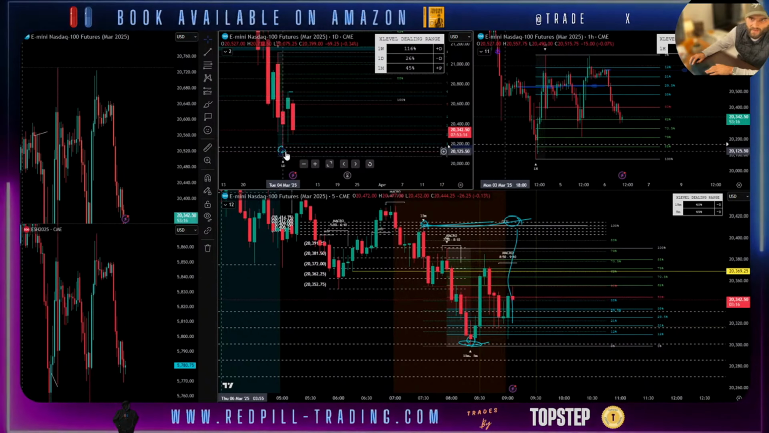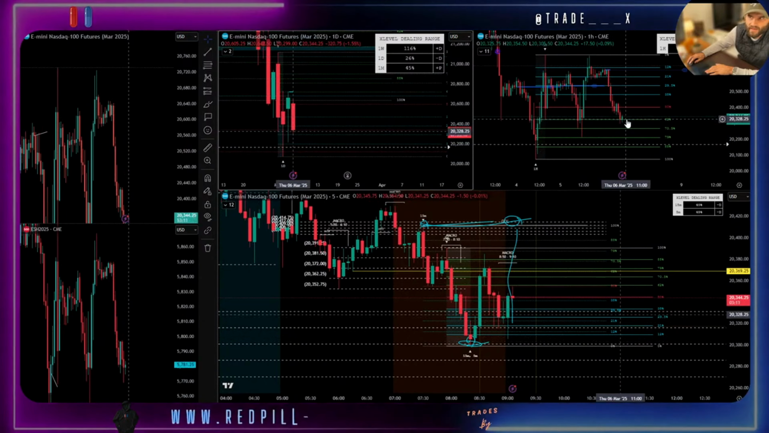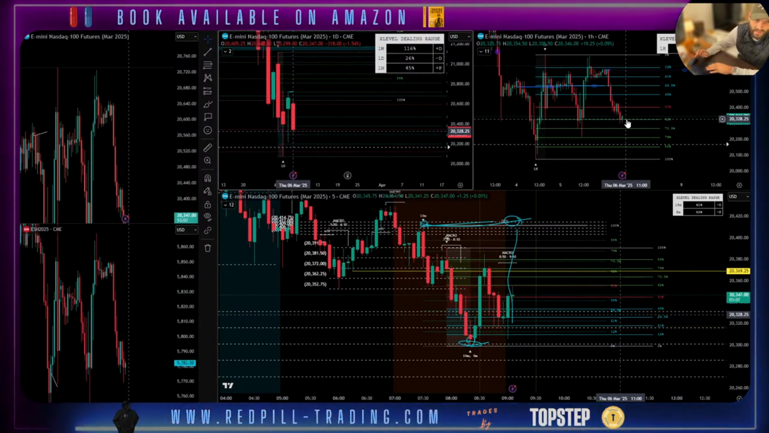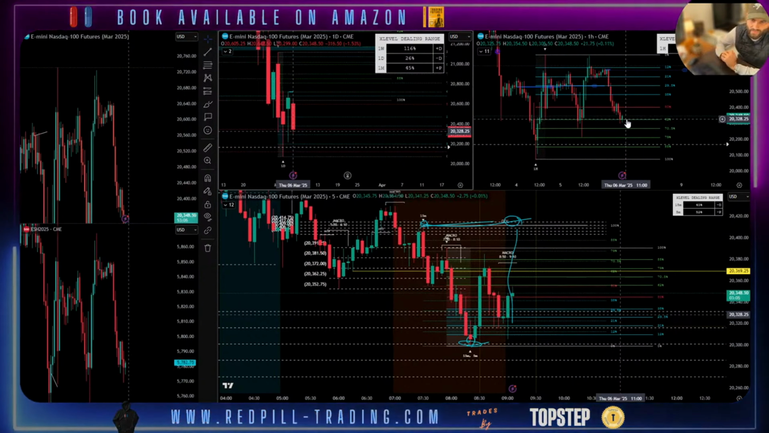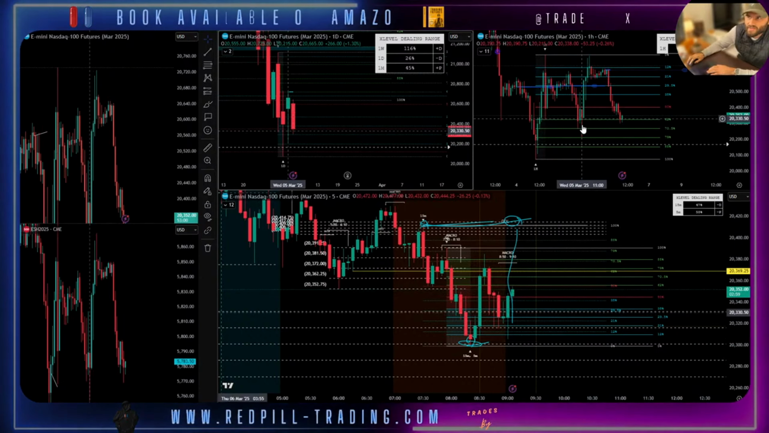We have pinged off monthly fair value. I know that we're in a daily discount. I know that we're inside of an hourly discount. So across the board, we are in a discount. Now, the principles of XLevels are super simple. You want to be going long in a higher time frame discount, and you want to be short in a premium. This is where you start dialing in your models.